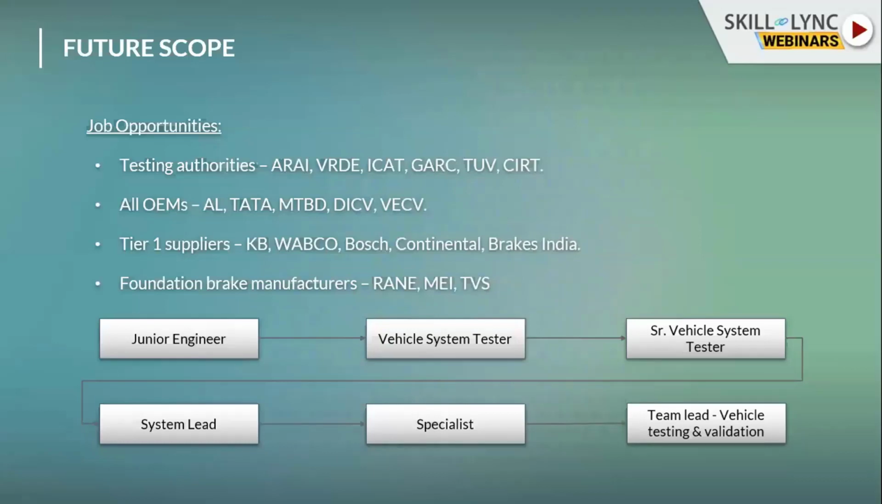Then vehicle test system tester. Then comes the senior tester. Then system lead, where you will be solely responsible for individual systems and the testing. Then comes the specialist. You will be the specialist or expert in the complete system, for example ABS or ESP or ADAS or autonomous braking system. Then comes the team lead or engineering lead for complete vehicle testing and validation.